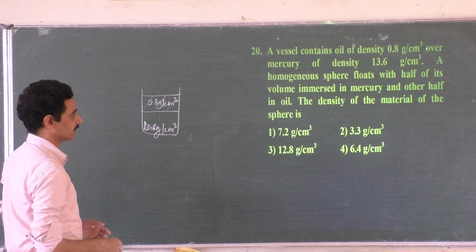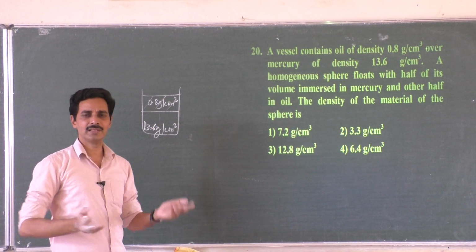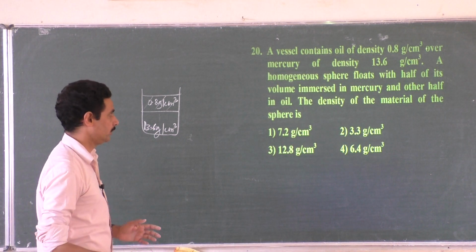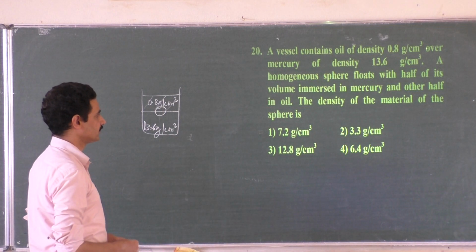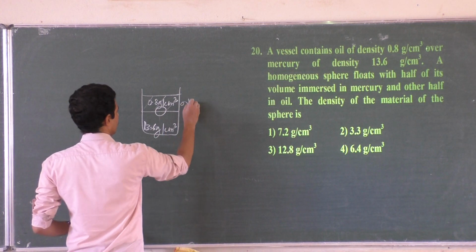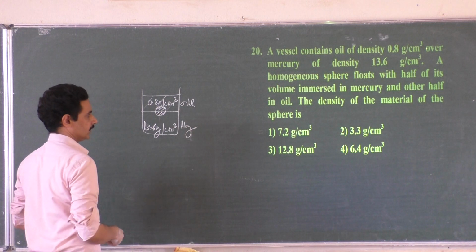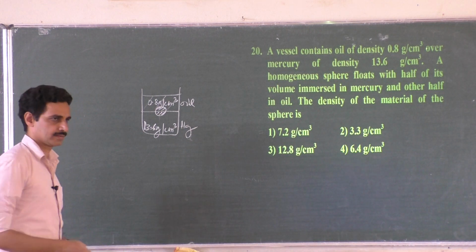A homogeneous sphere, that means density same everywhere. Homogeneous means if you cut it, the density will not be different for the two pieces of that material. The sphere floats here with half of its volume immersed in mercury and the other half in oil. So this is oil and this is mercury. Then the density of the material of the sphere is?